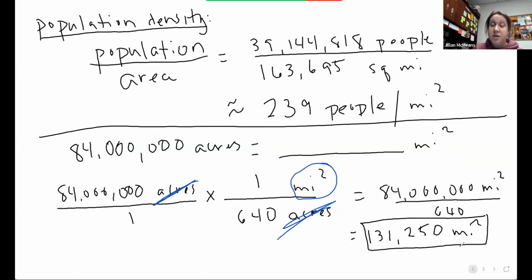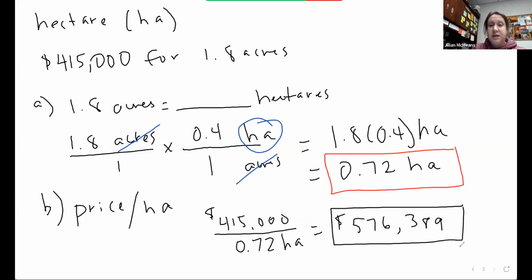Again, when measuring land, you can do a couple of things. You can find a population density. Within the English measurement system, you can convert between acres and square miles, or here's an example of converting between US and metric, and you're doing hectares and acres. That's it. So let's do a few more examples.